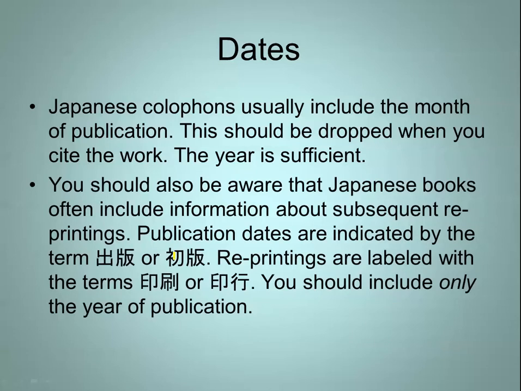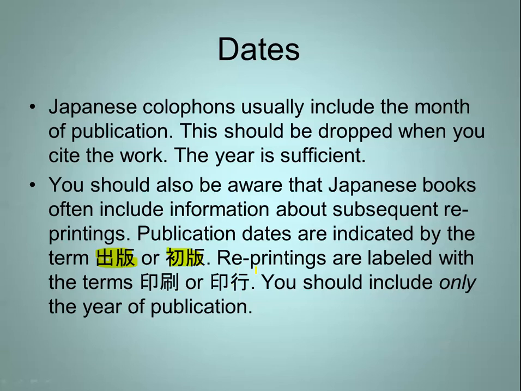You should be aware that Japanese books often include information about subsequent reprintings. This is something that Webb goes into great detail about, and he tries to draw a rule of thumb about it. Unfortunately, I think that has largely changed in more recent years. Publication dates are indicated by the term shuppan here, or shohan. Okay, shuppan, publication, we already did that. Shohan means the first edition. Okay, because this kanji is hajime, right? The first. Reprintings are then labeled with the terms insatsu or inko.